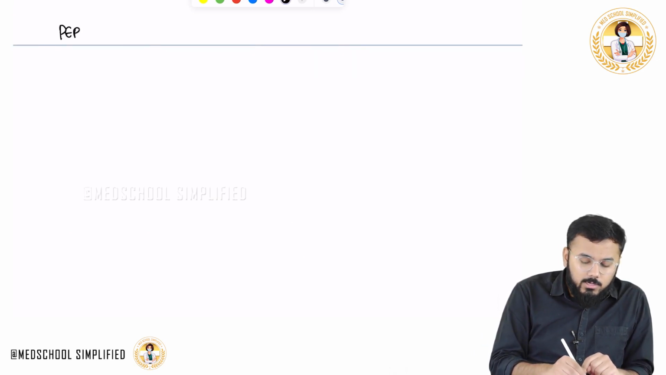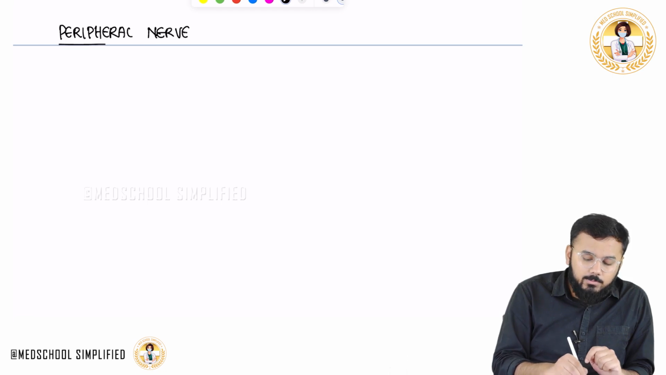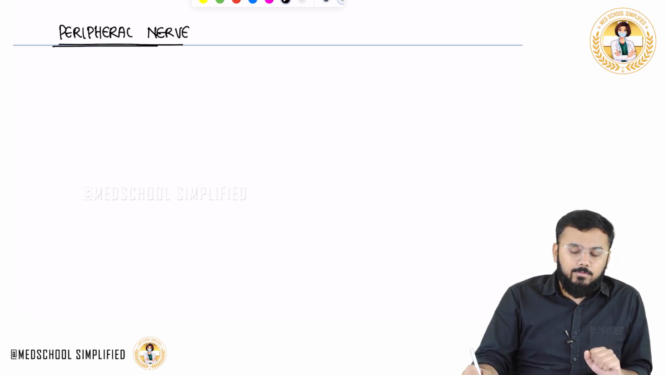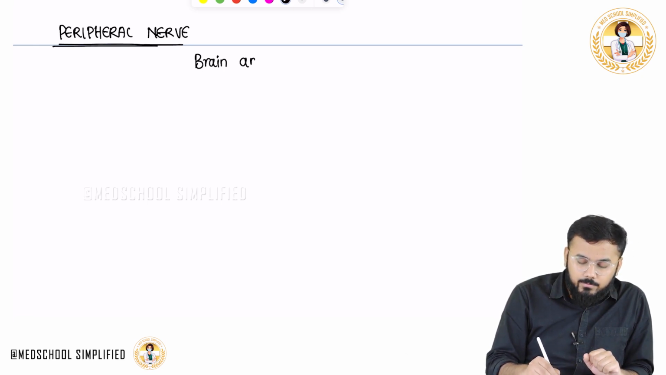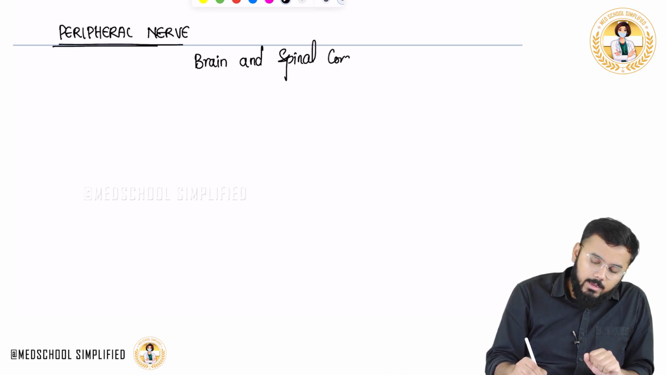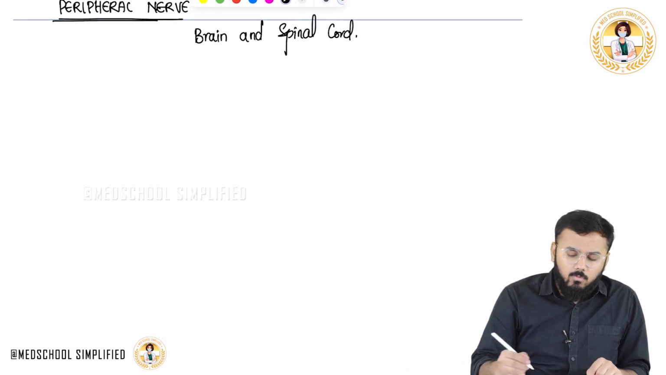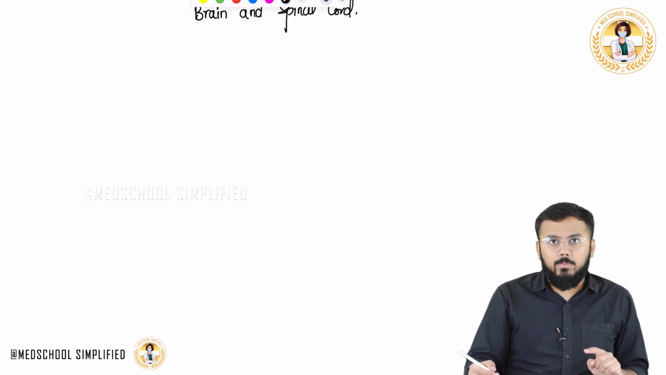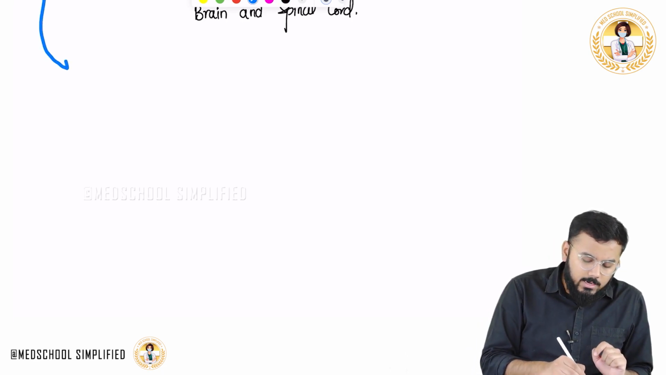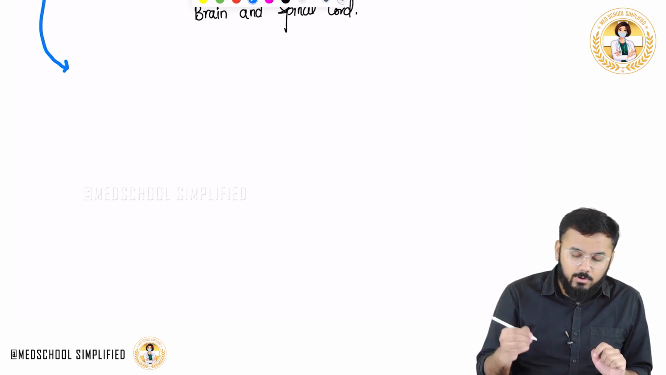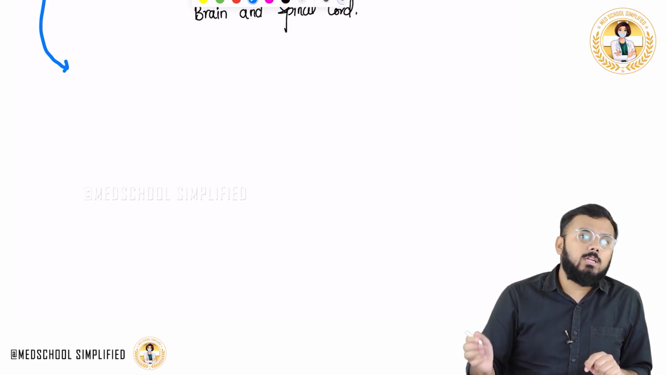Next important one is, what is a peripheral nerve? From where do these peripheral nerves arise? These peripheral nerves arise from the brain and spinal cord. Okay, what do you mean by peripheral nerves arising from the brain and spinal cord? So first of all, let me write down the definition. Peripheral nerves are nothing but also bundles of nerve fibers, but they are present outside the central nervous system.